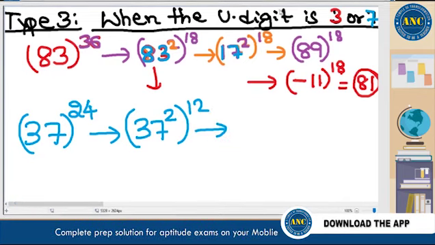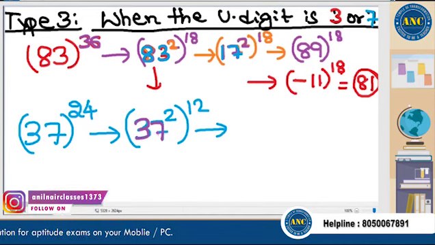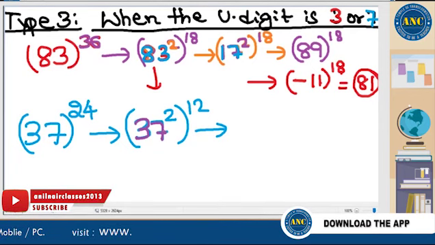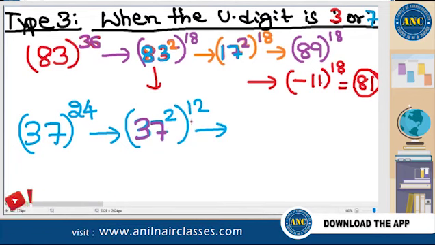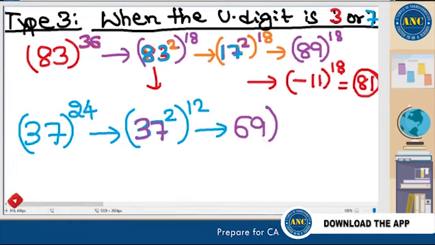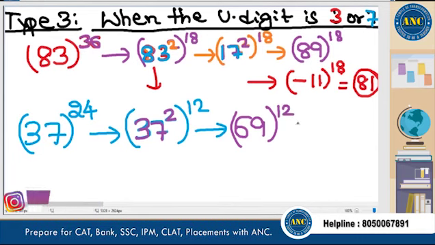Now observe carefully. I might not write all the steps in this case. 37 is x. Subtract 50. 50 minus 37 is 13. That means 37 square and 13 square both will have the same last two digits. 13 square is 169. Last two digits is 69. That means instead of 37 square I wrote 69 as the last two digits. Write down power 12 as it is.